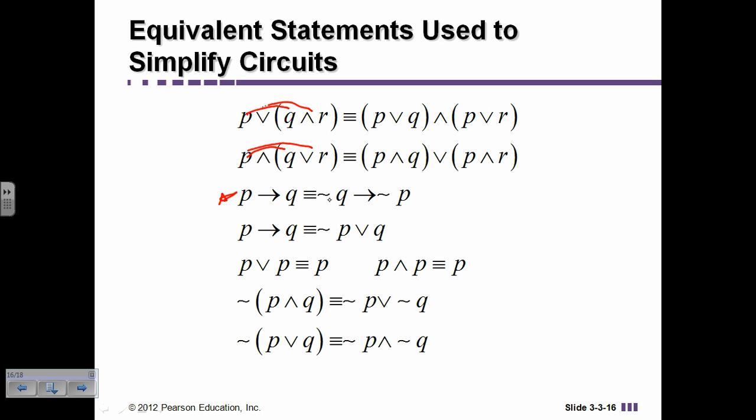P implies Q is equivalent to not Q implies not P. P implies Q is equivalent to not P or Q. If I have P or P, that would be equivalent to P. P and P is also equivalent to P. Not (P and Q), using De Morgan's law, is not P or not Q. And not (P or Q) is equivalent to not P and not Q. Those are just some rules to keep in mind.